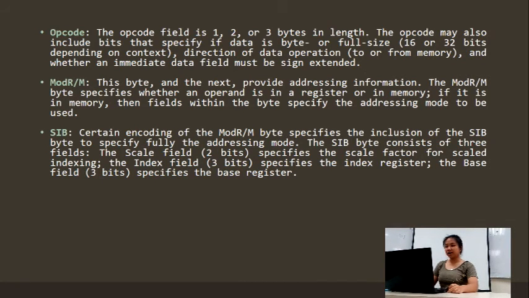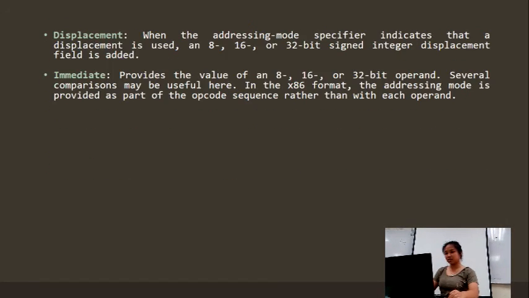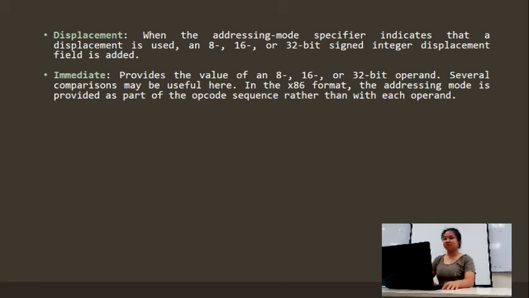The sixth one is the ModRM. This byte and the next provide addressing information. The ModRM byte specifies whether an operand is in a register or in memory. The seventh one is the SIB. For certain encodings, the ModRM byte specifies the inclusion of the SIB byte to specify fully the addressing mode. The eighth one is the displacement. When the addressing mode specifier indicates that a displacement is used, an 8, 16, or 32-bit signed integer displacement field is added. The ninth one is the immediate. It provides the value of an 8, 16, or 32-bit operand.